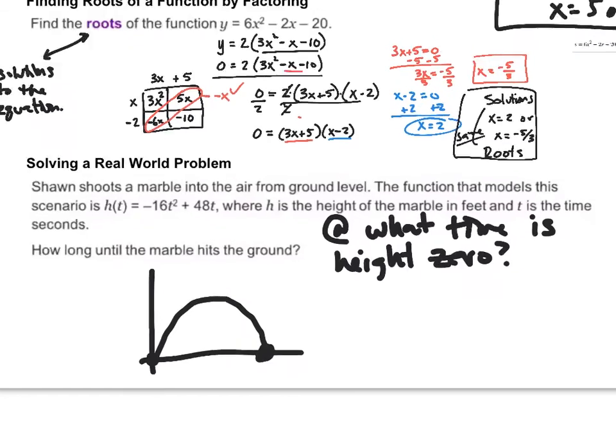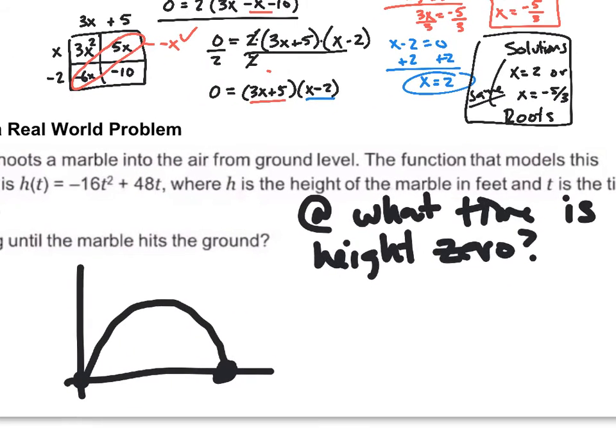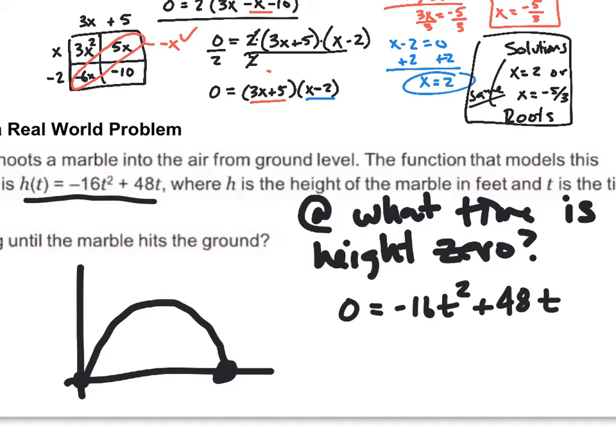Now, what I can do is take this function and rewrite it and plug in 0 for my height. So I would get 0 is equal to -16t² plus 48t. Now, the other thing that I can do is factor out a -16t. So I don't have to do the box method here. If I factor out a -16t, then I am simply left with t minus 3.